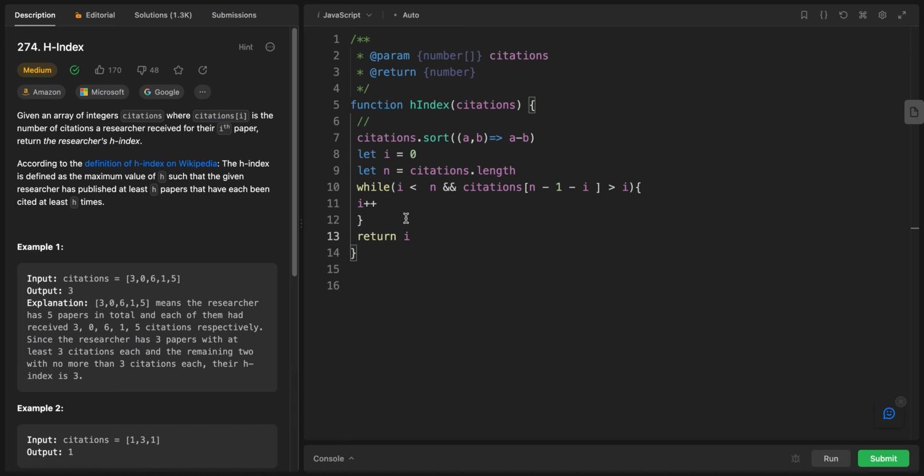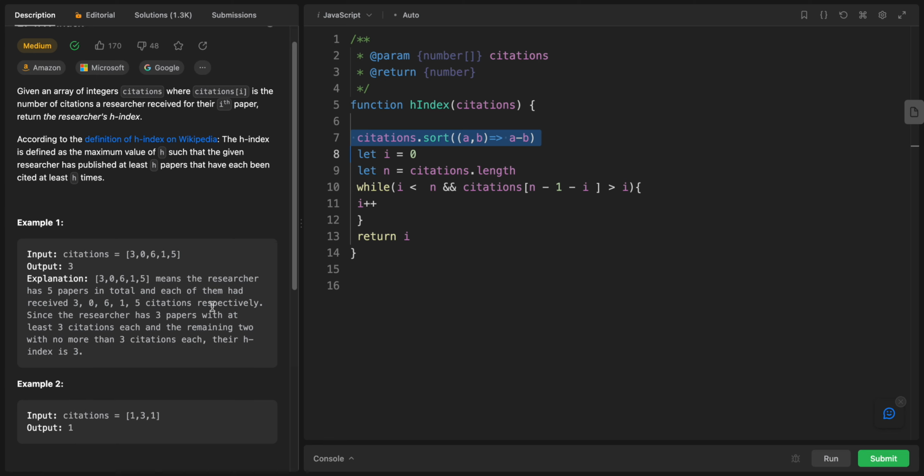So what's going on? First of all, let's walk you through the code. We sort the array because right now we want to get the maximum value of the H index, which appeared H amount of times. Because of that, we will sort the array. Let's do this one as an example and walk you through the solution.